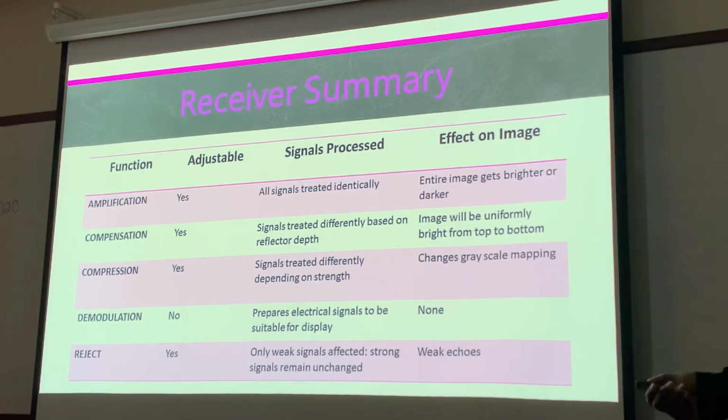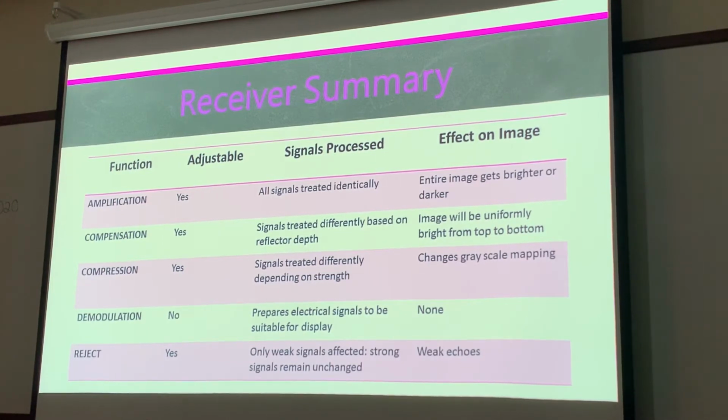Okay. So again, alphabetical order for our receiver functions. All right. Adjustable. All of them are adjustable except demodulation. It happens on its own. Okay. Amplification. It treats all signals identically. It's going to amplify all signals the same. All high-level signals, all low-level signals, they're going to be amplified to the same degree.